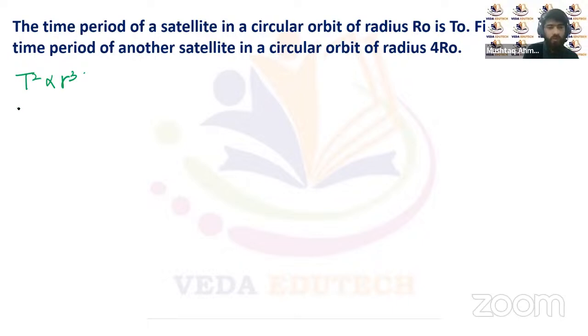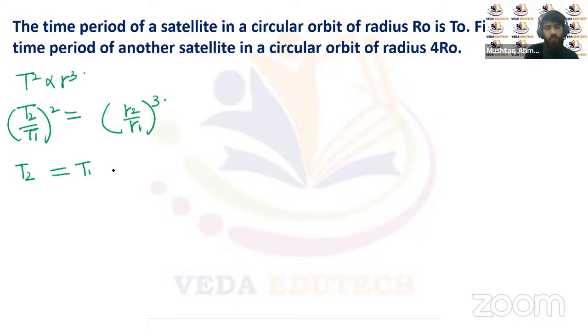So from here we can say that T2 upon T1 whole square will be equal to R2 upon R1 whole cube. This will be the relation between the two time periods. So T2 will be equal to T1 times R2 upon R1 raised to the power 3 by 2. This will be the time period of the other satellite.